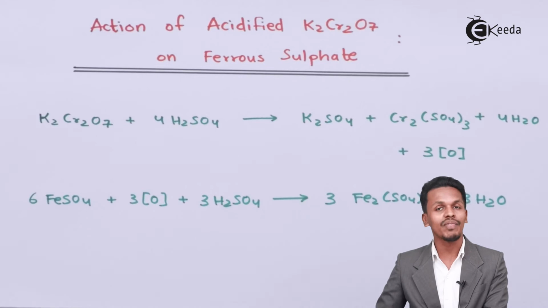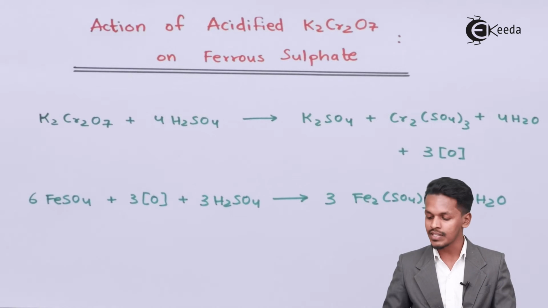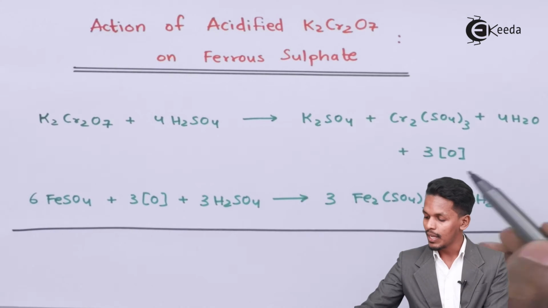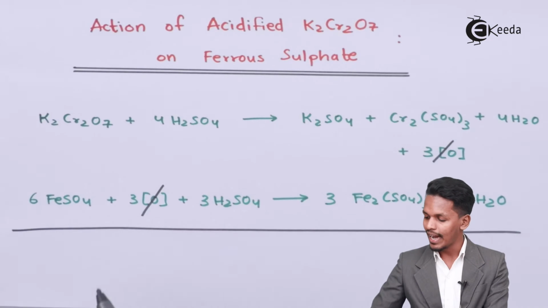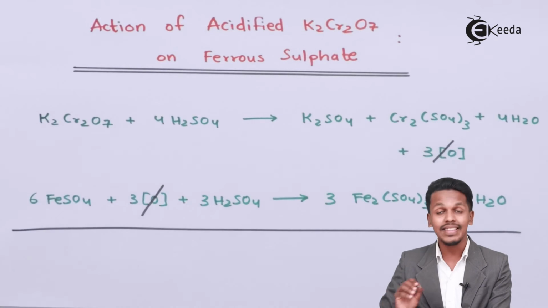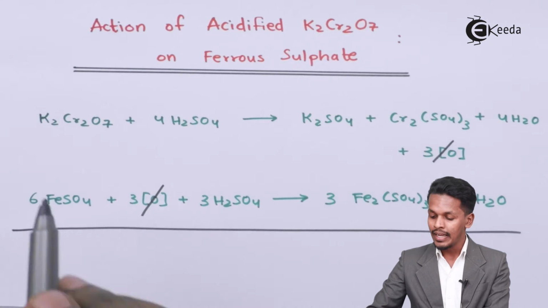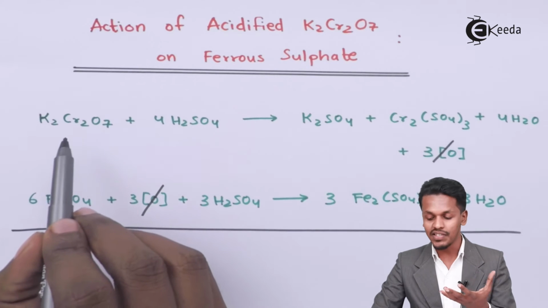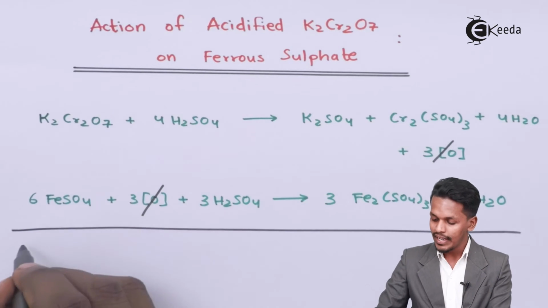So this is the product we could get, and this is the two-step reaction that I have discussed. For the overall reaction, the 3 moles of oxygen on each side will get cancelled out. Nothing else will cancel out, and the product we get is Fe2(SO4)3. The main reactant that we have used as an oxidizing agent, K2Cr2O7, is orange red in color.